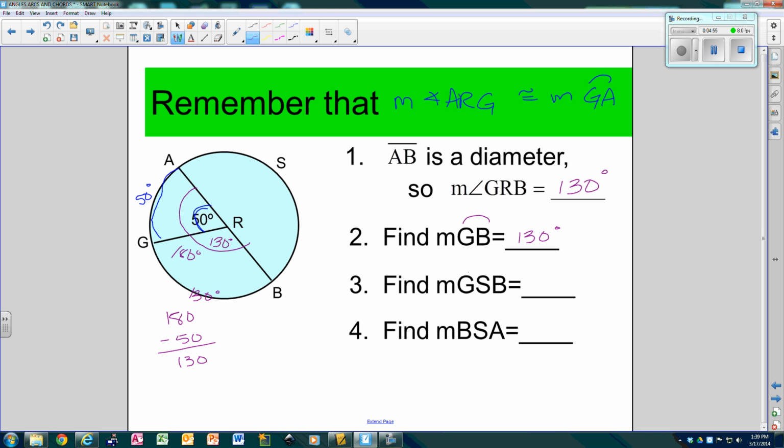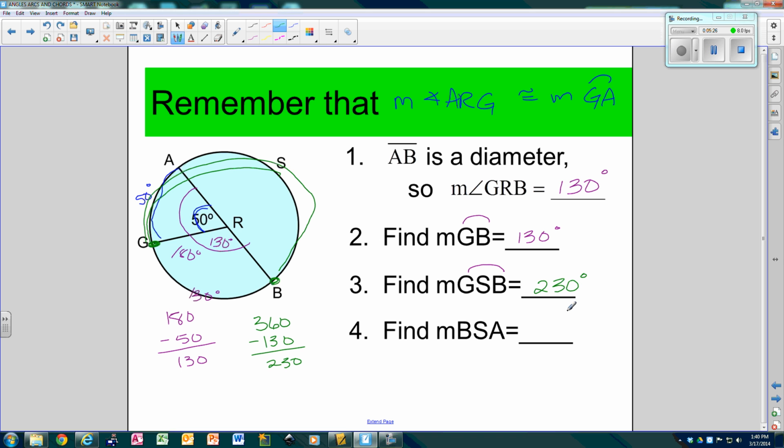So what's the measure of arc GSB? Okay, so G tells you where to start, S tells you which direction to go, and B tells you where to end. So I'm looking at this arc here that goes all the way around. Well, this piece from here to here is 130, right? So 360 minus 130 gives me 230. So that means all the way around is 230.